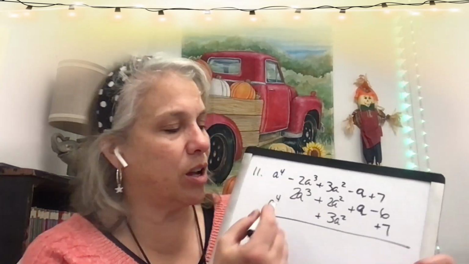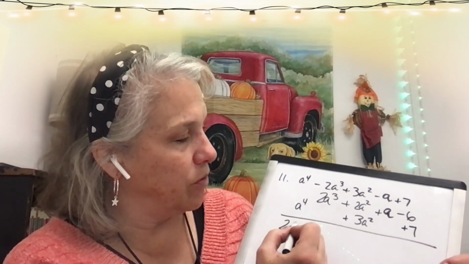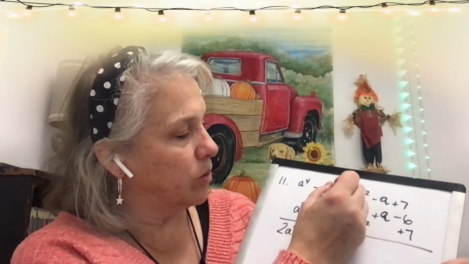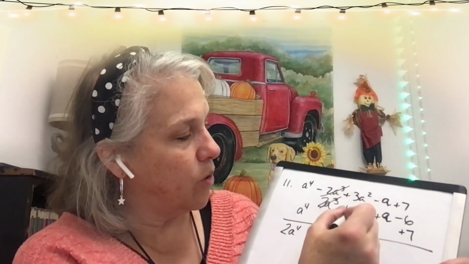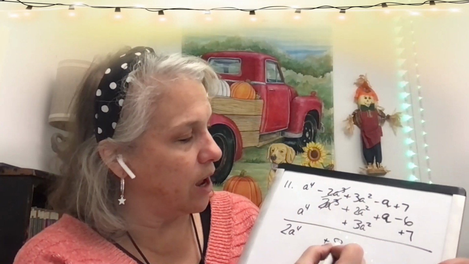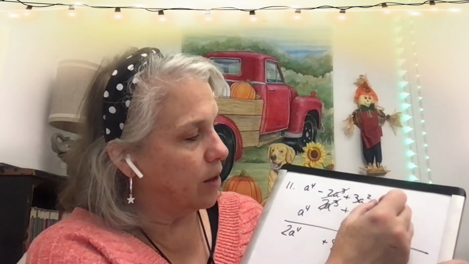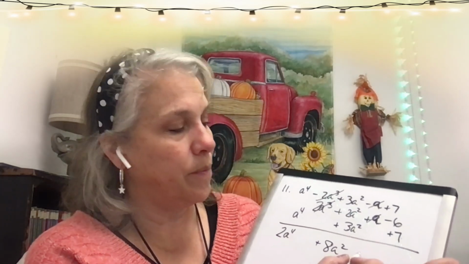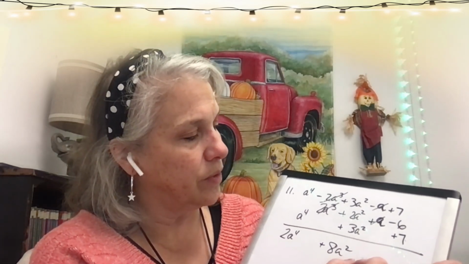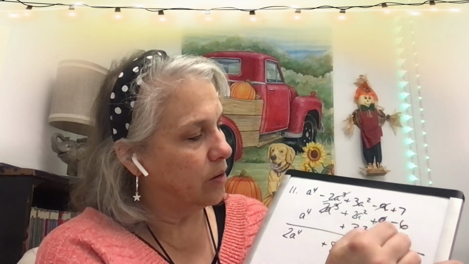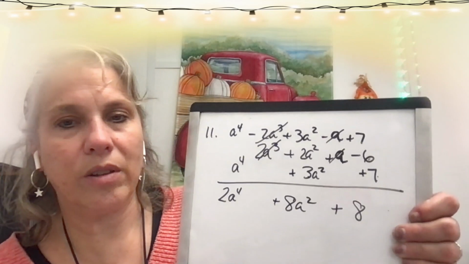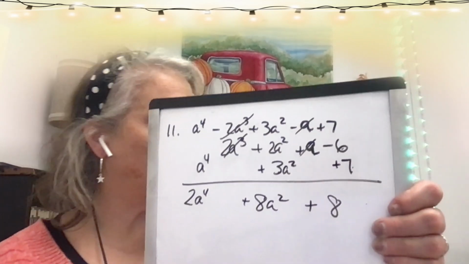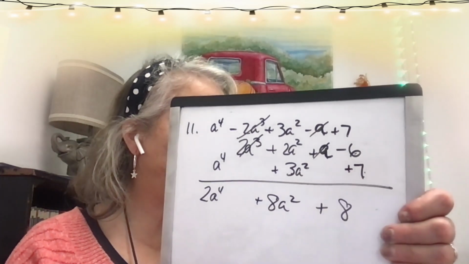Okay, so now I'm just going to combine like terms. So 2a to the 4th, this one's going to cancel to 0. 3, 4, 5, 6, 7, 8, 8a squared. Negative a, positive a cancels to 0. 14 minus 6 would be 8, and that's going to be positive 8. Okay, and that is going to be your final answer for number 11.